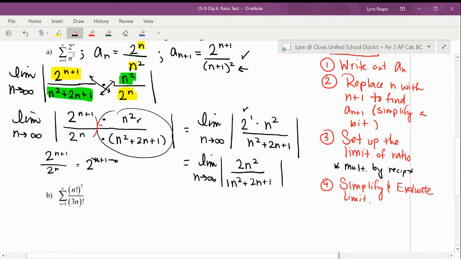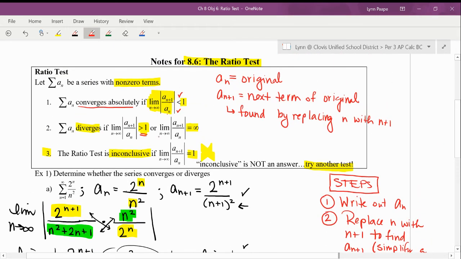Okay, so now when I take the limit to infinity here, I see that both have a degree of 2. So I just take the coefficients. And so that limit would be 2 over 1, which is 2. My final step is to make a conclusion based upon what the rule says. So what does the rule say? It's about 1, right? So I know that 2 is greater than 1. So if I look up here, I know that my series would diverge.